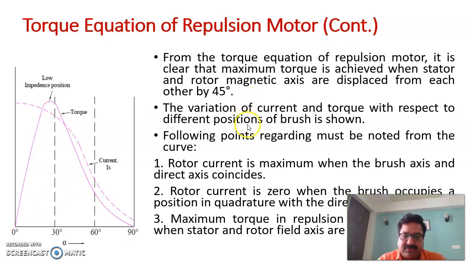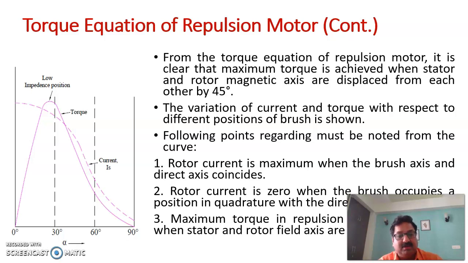So it must be noted that the rotor current is maximum when the brush axis and the direct axis coincide with each other. So we can say the current in the rotor will be maximum at the condition when the brush axis and direct axis coincide, right? And the rotor current is 0 when the brush occupies a position in quadrature with the direct axis. So the rotor current will be 0 in that case.